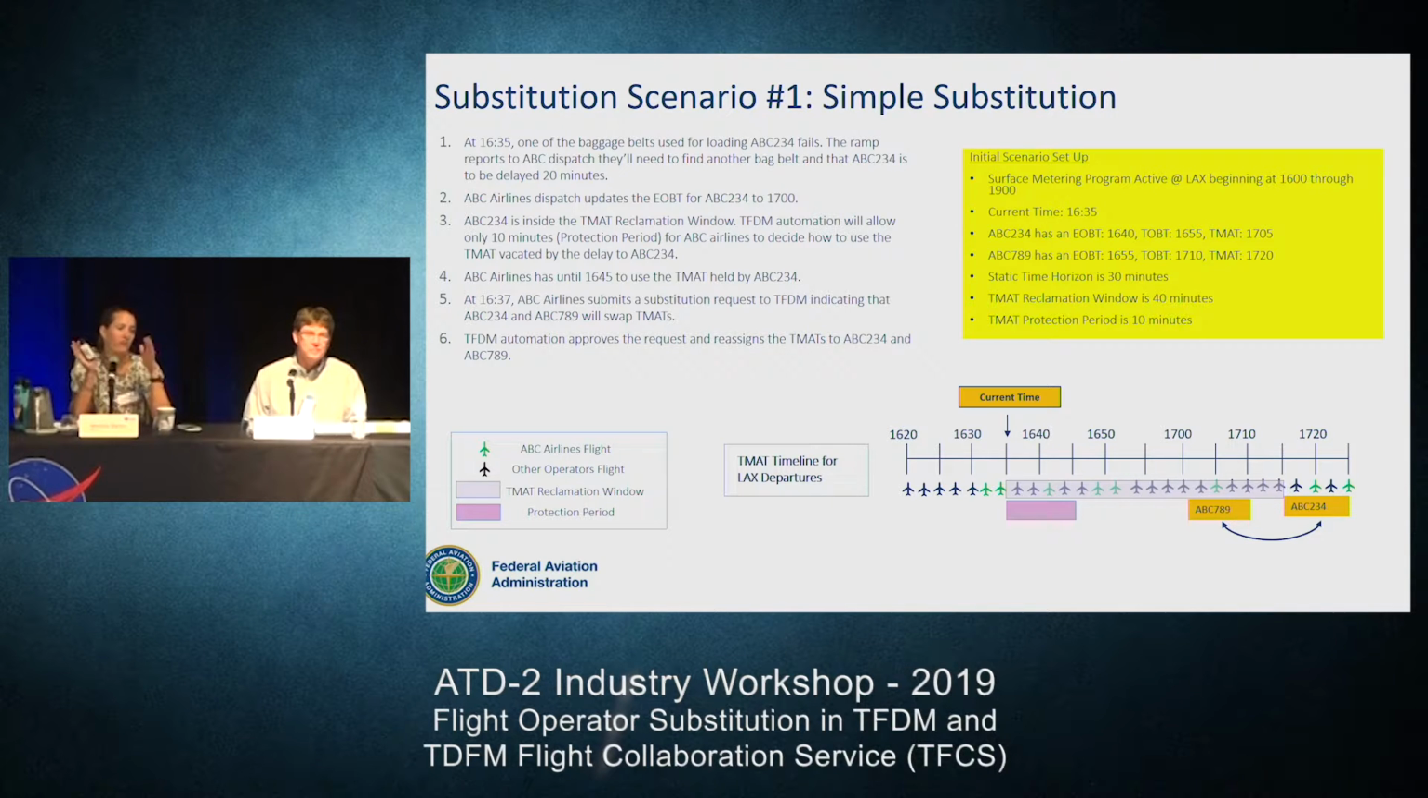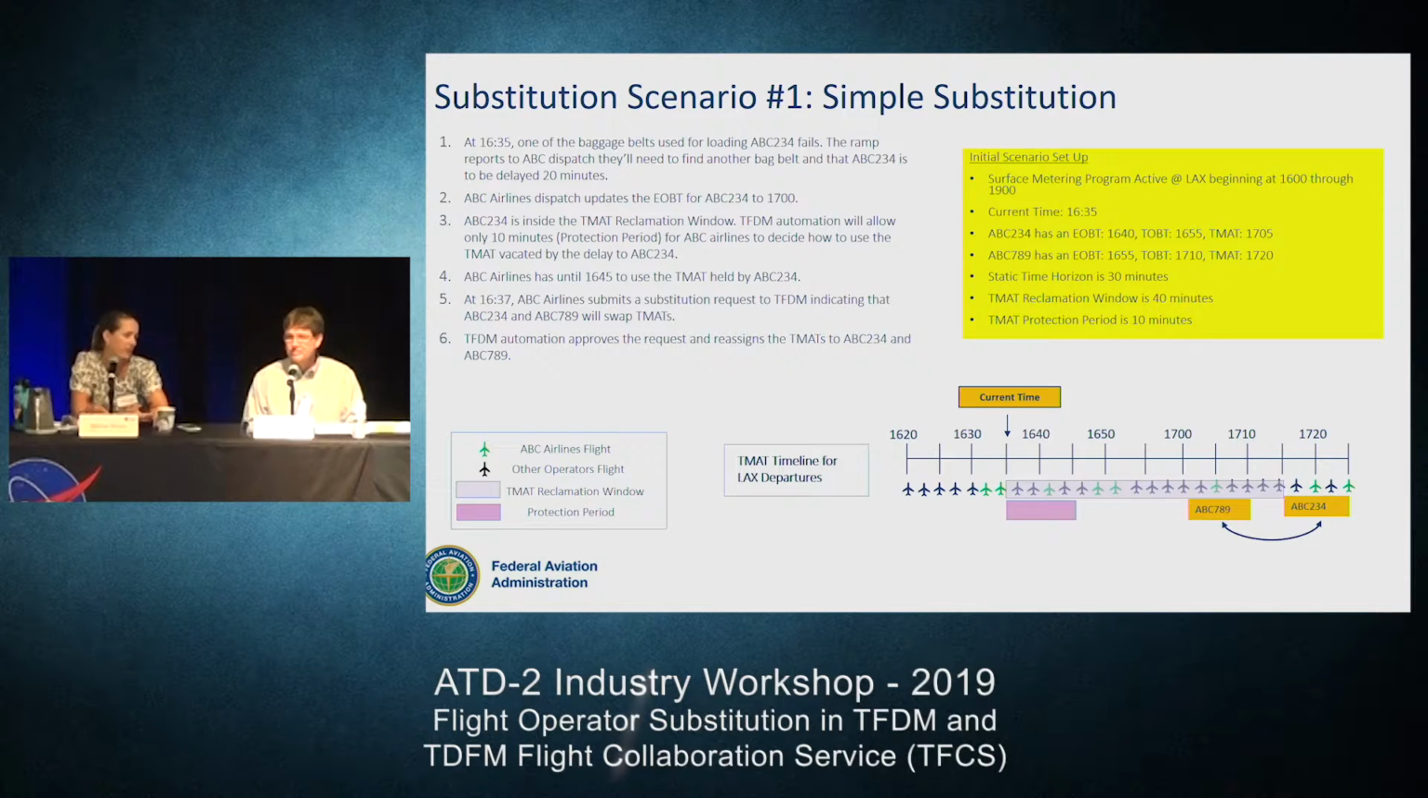If there's enough change in the schedule, TFDM will automatically update. However, like you said, once you're inside that static time horizon, if the airline doesn't think it'll meet its EOBT, it's on the airline to submit that update to TFDM for TFDM to either do reassignments. If you update the EOBT by a minute, you may still be able to meet your surface metering times. You probably will.